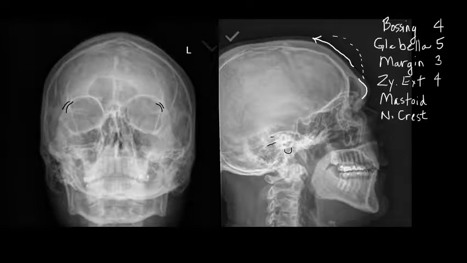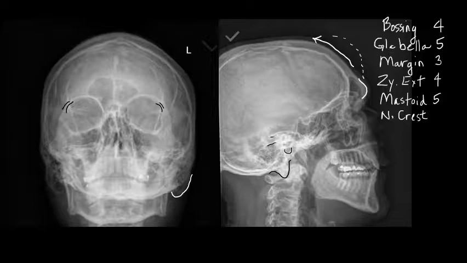The mastoid process, there it is right there. If we go to the anterior view on the right-hand side, there it is right there. And I'm going to say that that mastoid is pretty large. Okay, I'm going to give it a 5.